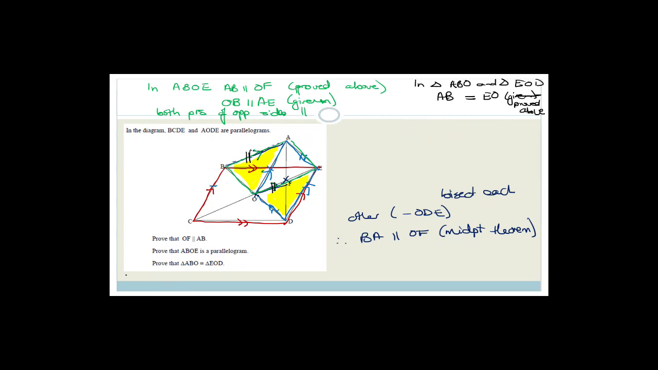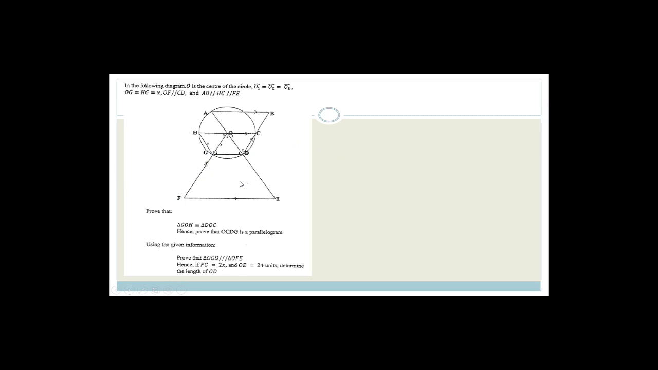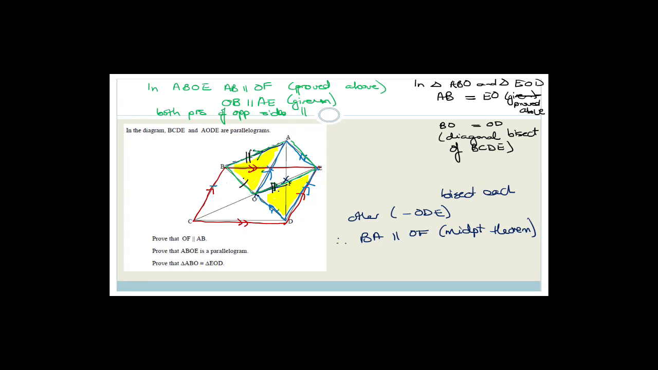Right, so then we can also say that BO equals OD because they are diagonals of the parallelogram BCDE. So BO is equal to OD. Why? Because the diagonals bisect each other in BCDE. So we know that this is equal to that.